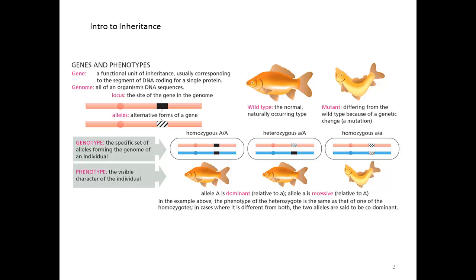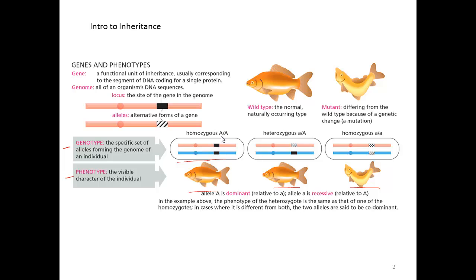On this slide, we're introduced to a lot of important terms for the discussion of inheritance. The 2 most important are perhaps genotype and phenotype. Genotype refers to an organism's genome and all the genetic variation that it possesses. Phenotype is physical characteristics, whether that be, in this case, a wild type or a mutant fish. Now, in this example, the wild type fish looks somewhat normal, and the mutant fish has this bent characteristic.